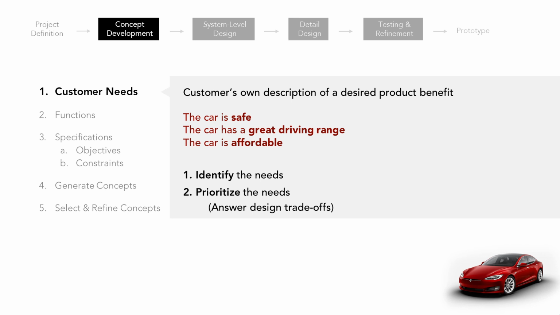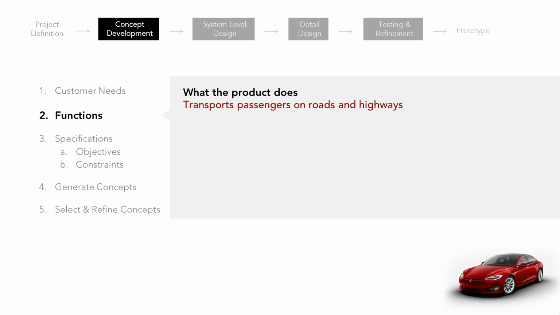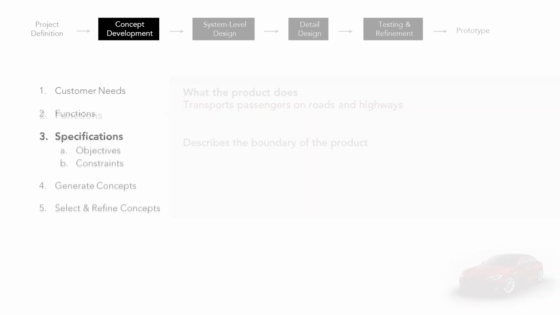The next step is establishing the functions, which means answering the question of what the product does. The Tesla transports passengers on road and highways. It may seem trivial, especially for a product that's already on the market, but it is still a crucial step, in part because it describes the boundary of the product, which means that it also defines what the product is not intended to do, such as going off-road. So we will not design for this functionality, and therefore we are more guided in what we incorporate into the design.